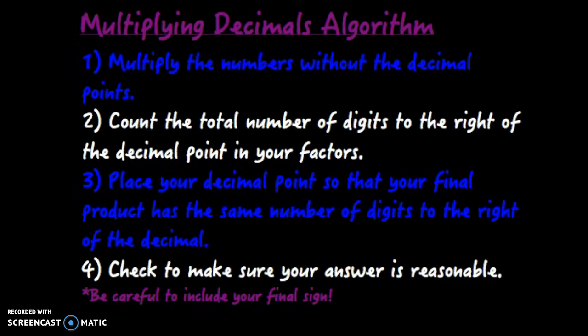Third, you'll place your decimal point so that your final product has the same number of digits to the right of its decimal. And then just last, check to make sure your answer is reasonable. And when I show you some real examples, we'll talk about that. Don't forget to look at your final sign and make sure if it's positive or negative as well.